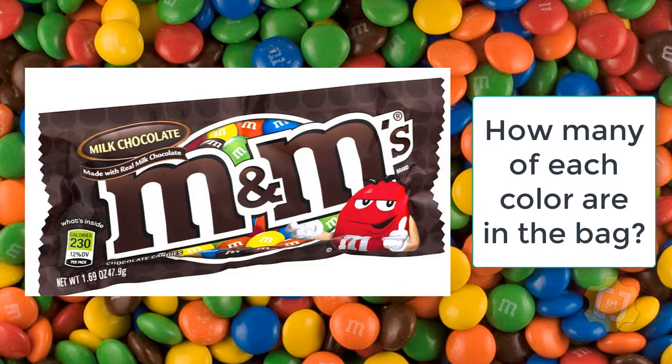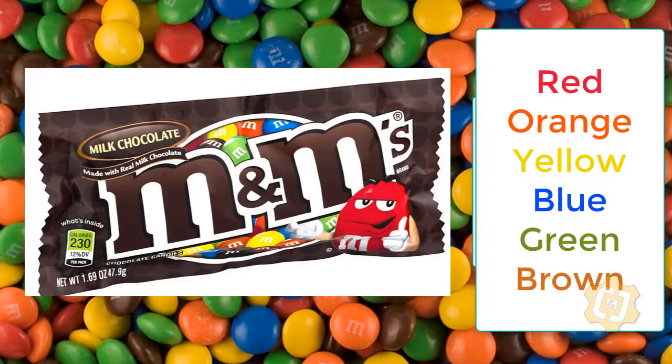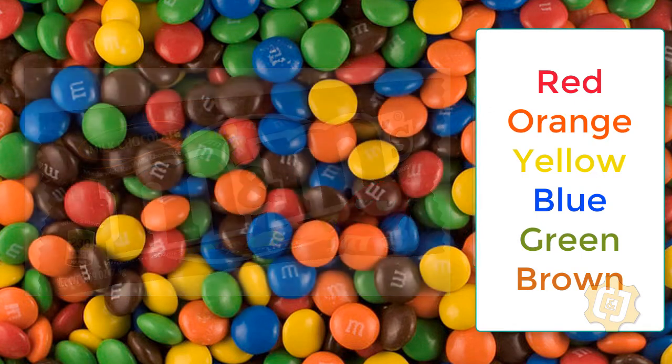Okay, now, how many of each color do you think are in this bag? First of all, do you know what colors there are in a bag of M&Ms? There are 6 different colors: red, orange, yellow, blue, green, and brown. So how many of each of these colors do you think is in this bag? Go ahead and guess. Make an educated guess. Write down what you think. How many red, how many orange, how many yellow, how many blue, how many green, and how many brown M&Ms are in that bag?